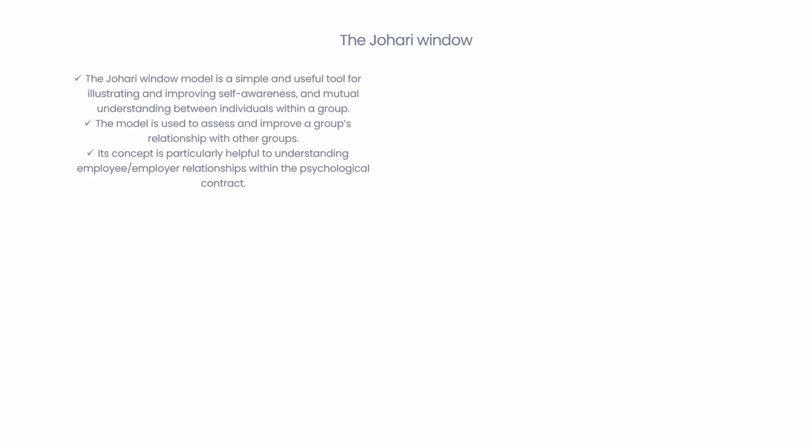Now we have the Johari window. The third one also has developed leadership styles. The Johari window model is a simple and useful tool for illustrating and improving self-awareness and mutual understanding between individuals within a group. This now is about team management within the group.